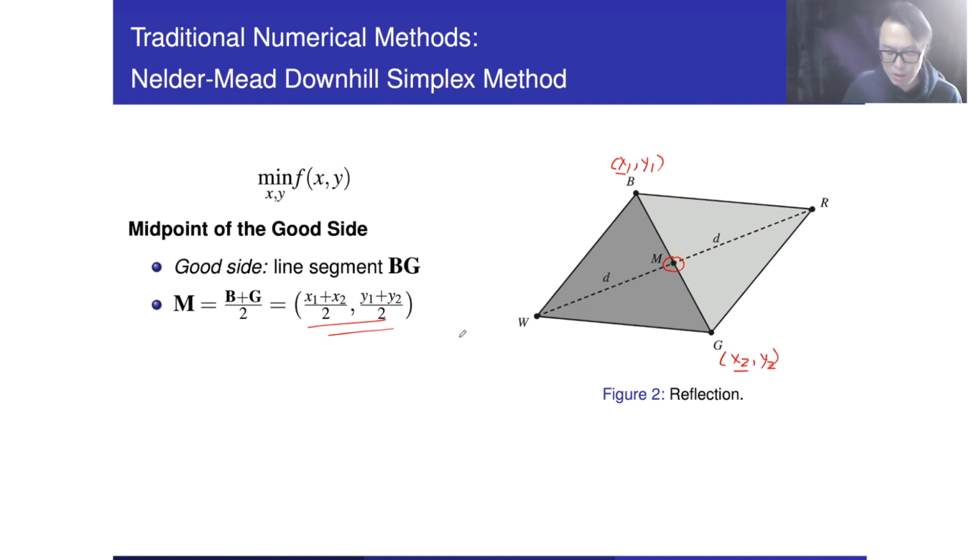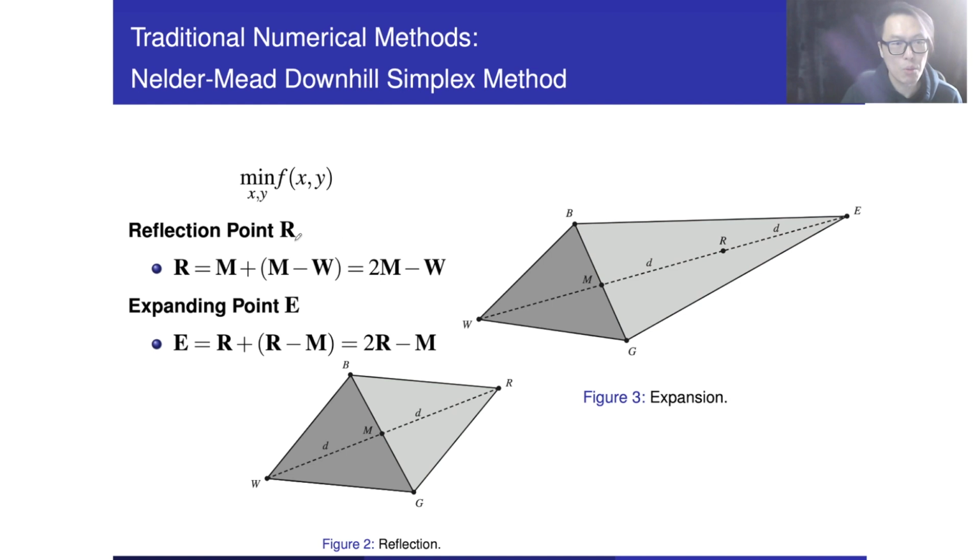Once we find the midpoint, to find the reflection point, it is in the opposite direction of W with the same distance D. So M minus W is the vector, that is the distance D, and then M plus this D gives you R. So M plus M minus W, that is 2M minus W, which is the equation for R.